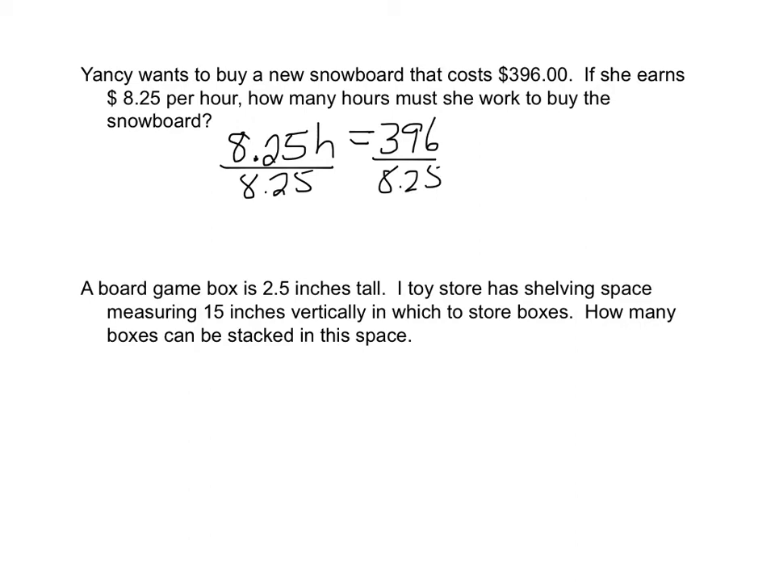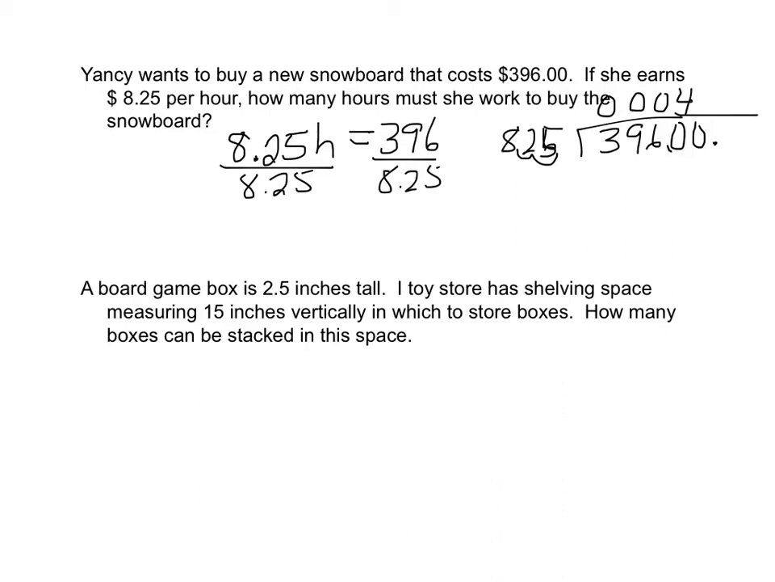So going ahead and doing that off to the side, I have my 396 divided by my 8.25. To move my decimal point over 2 spots, I'm going to add 2 zeros here at the end. 825, if you want to put in your zeros, does not go into 0, 39, or 396. The 8 goes into 39.